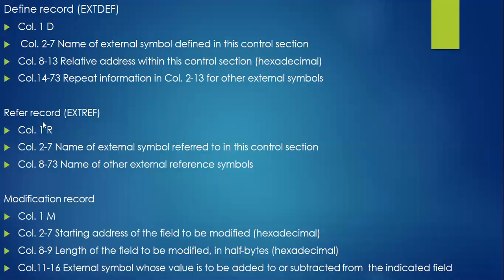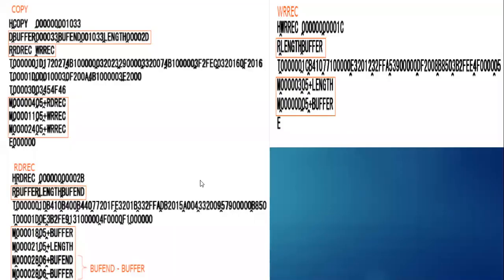Then the reference record, or refer record, as we are calling it. The first column is identified by capital R, which indicates the reference record. Columns 2 to 7 will be the name of the external symbol referred to in this control section. That should be identified. Then later, the names of other external reference symbols must also be identified.